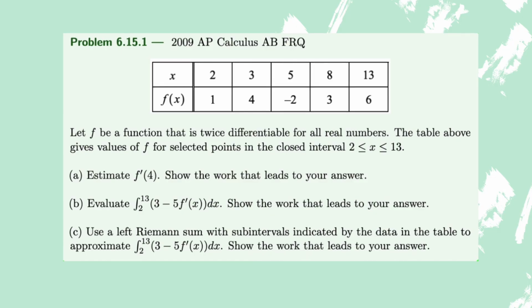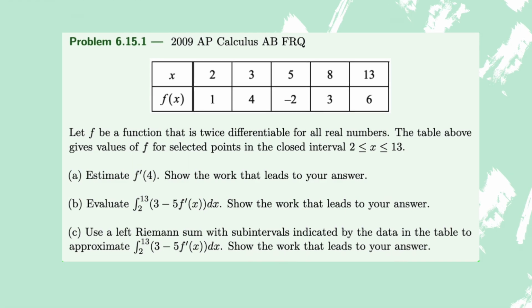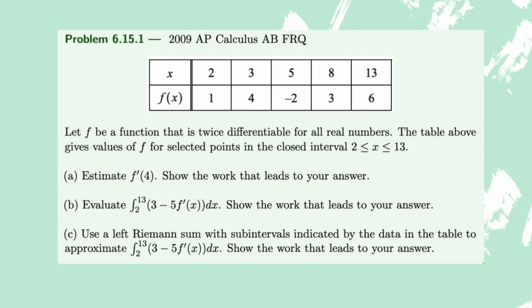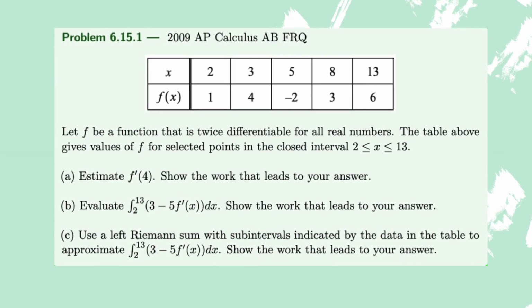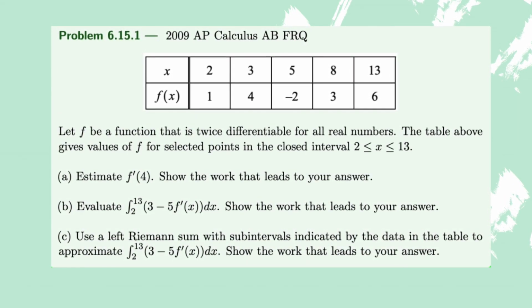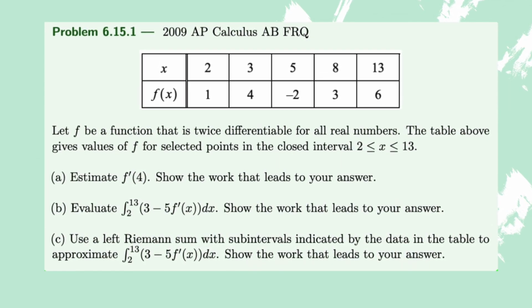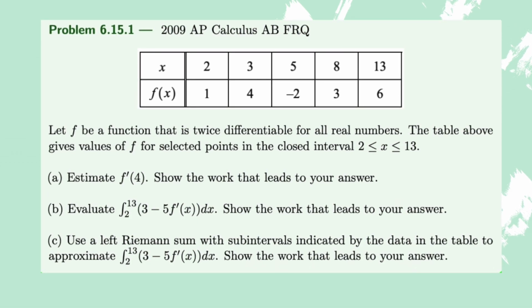Now for part C, I want to use a left-hand Riemann sum with subintervals indicated in the table, to find the approximation of the integral from 2 to 13 of f of x. So in this situation, not all subintervals will have the same width. Just remember that sometimes using the table, it won't have the same width.